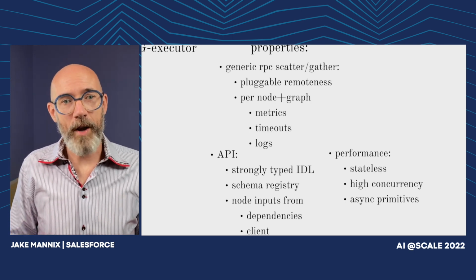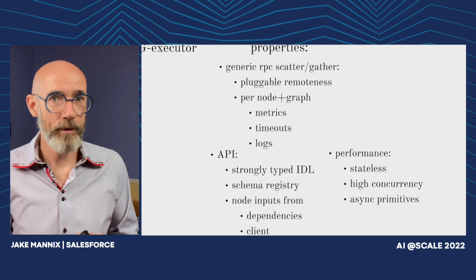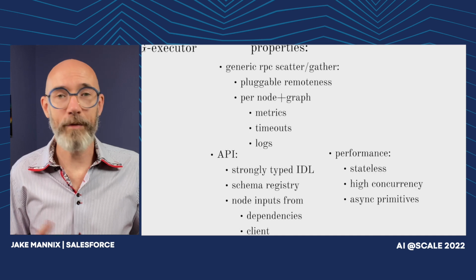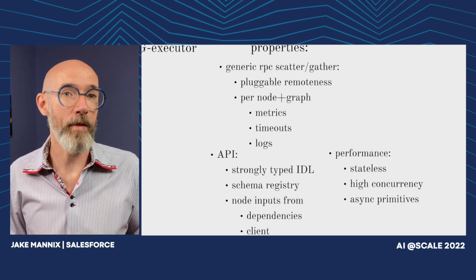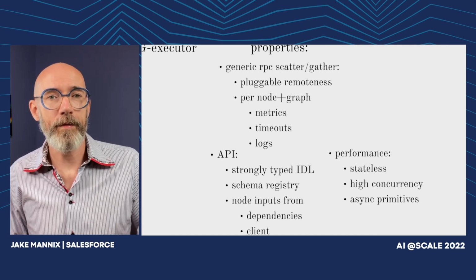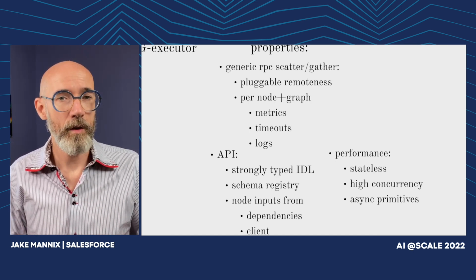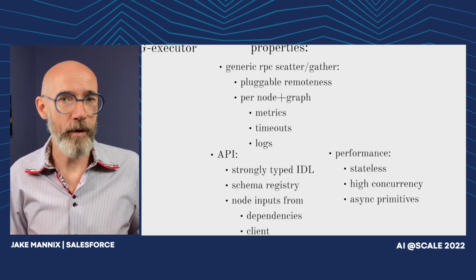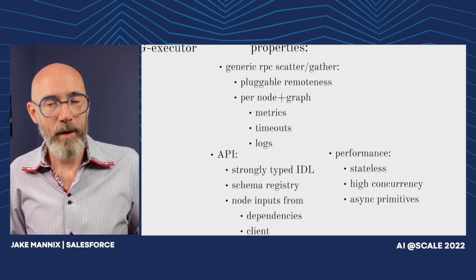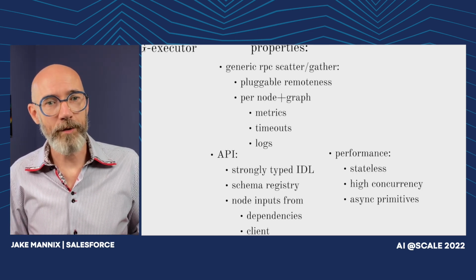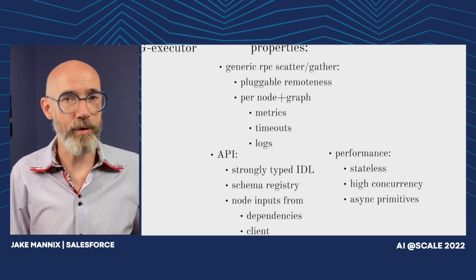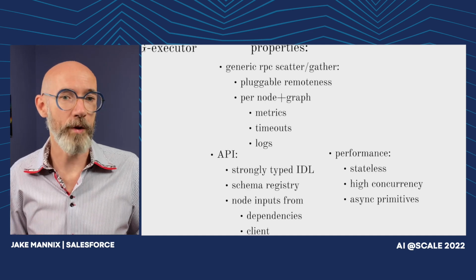The framework itself needs to have per node and per graph metrics, timeouts, and logging. These cross-cutting concerns shouldn't be left to each node type to have to implement themselves. For good performance, we want this overall system to be completely stateless with async primitives, kind of future-based in a Netty-style way, to handle high concurrency. And an API we're going to get to in more detail in a second, but it should have a strongly typed IDL that has a good schema registry of the different node types and what their inputs and outputs are.